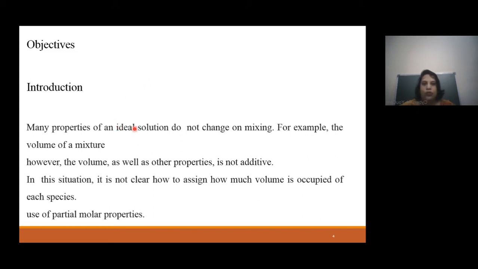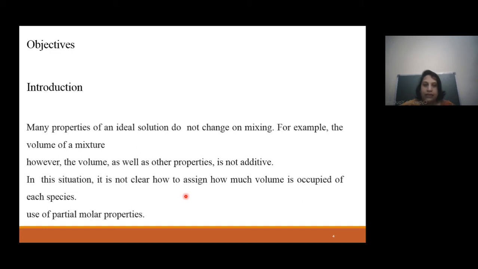We know that many properties of the ideal solution do not change on mixing. For example, volume. Volume remains same, means we can say that V is equal to V1 plus V2. That means that the volume is an additive property. But for a general system, however, the volume as well as other property is not additive. Volume of a mixture is not equal to the sum of volume of individual pure component, that is V is not equal to V1 plus V2, but the number of moles or composition of individual constituent must be considered. That means V should be equal to N1V1 plus N2V2.